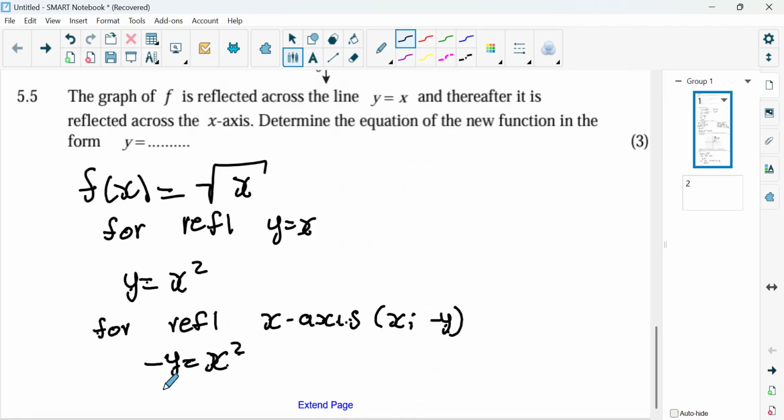But remember, we cannot leave our answer as minus y. So I'm going to divide both sides by negative, which means y is going to be equal to minus x squared. And then we are done.